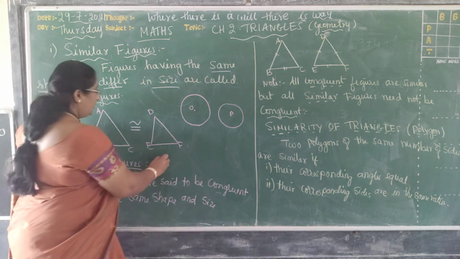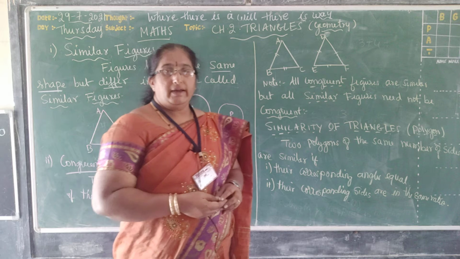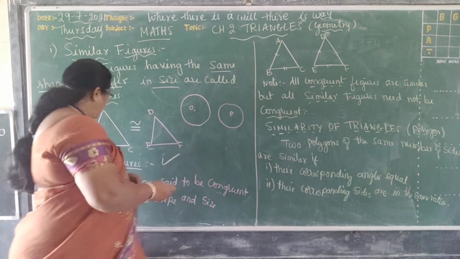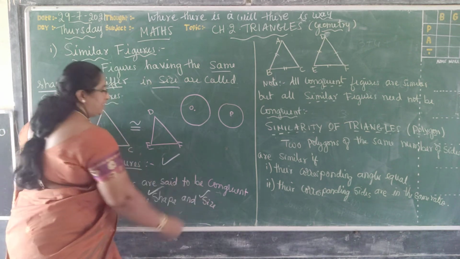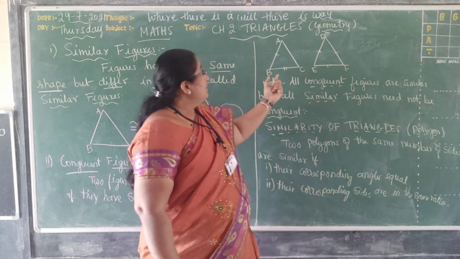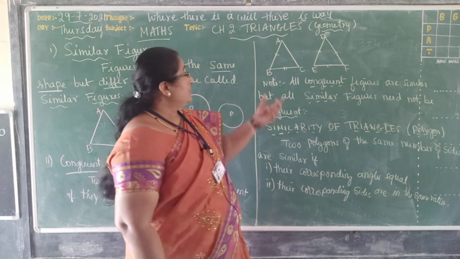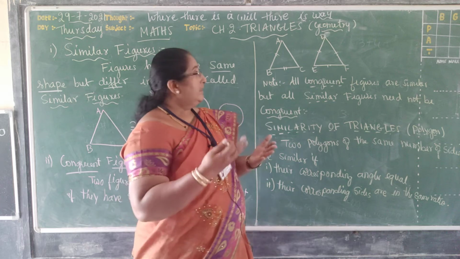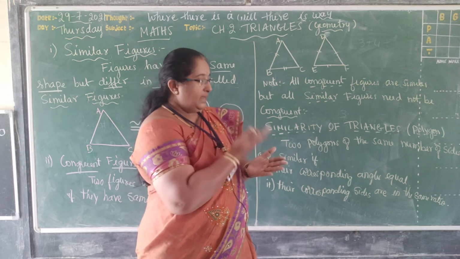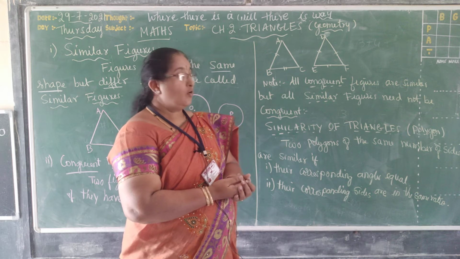Now what about congruent figures? When do we call two figures congruent? Two figures are said to be congruent when they have the same shape as well as the same size. Only then can we call them congruent figures. Now you can see a triangle drawn, ABC and DEF. Those two triangles are congruent because they have the same shape and the same size. That means if I take paper cuttings of those two triangles and keep DEF on ABC, they will overlap. Such figures are called congruent figures.